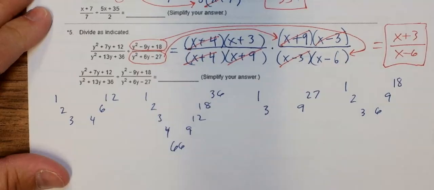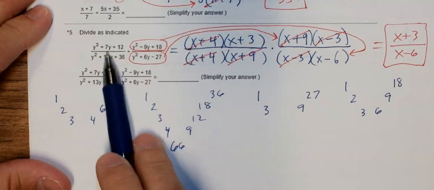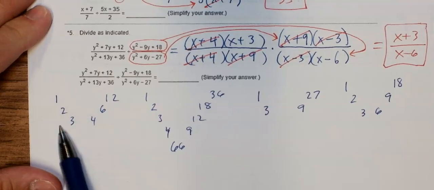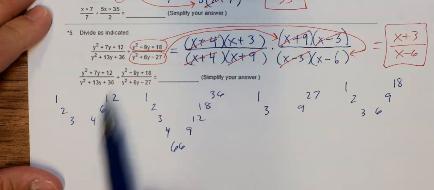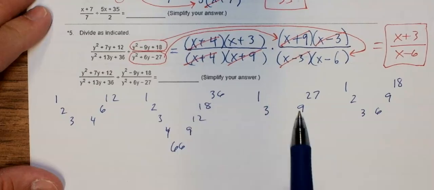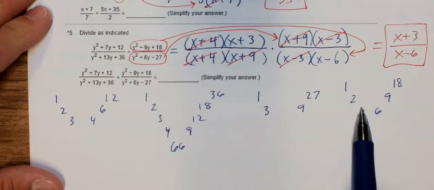I do not want to write this multiple times, so I wanted to write it only once. Now we had to figure out things that multiply to 12 and add up to 7, so I did my factors of 12 right here. 1, 12, 2, 6, 3, 4. We had factors of 36, 1 and 36, 2 and 18, 3, 12, 4, 9, 6, and 6. We had factors of 27, 1 and 27, 3 and 9. And lastly, factors of 18, 1 and 18, 2 and 9, 3 and 6.